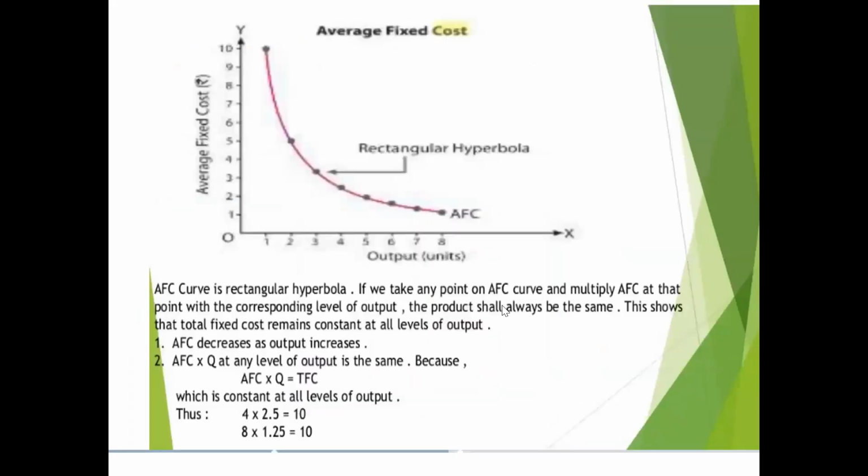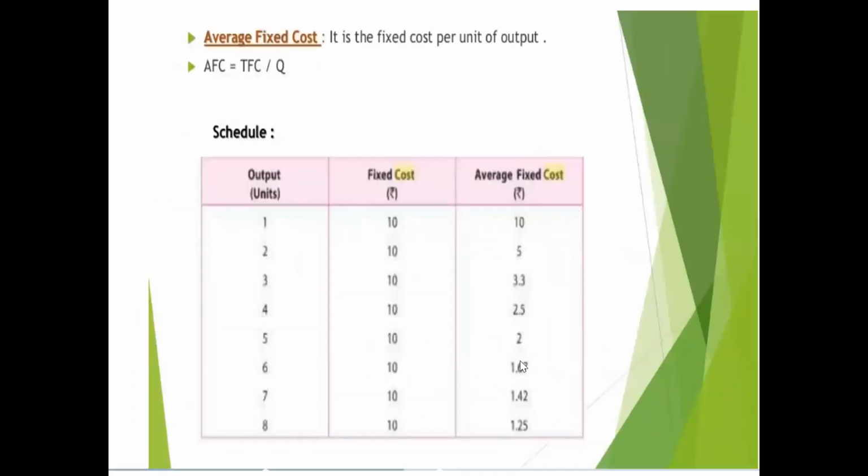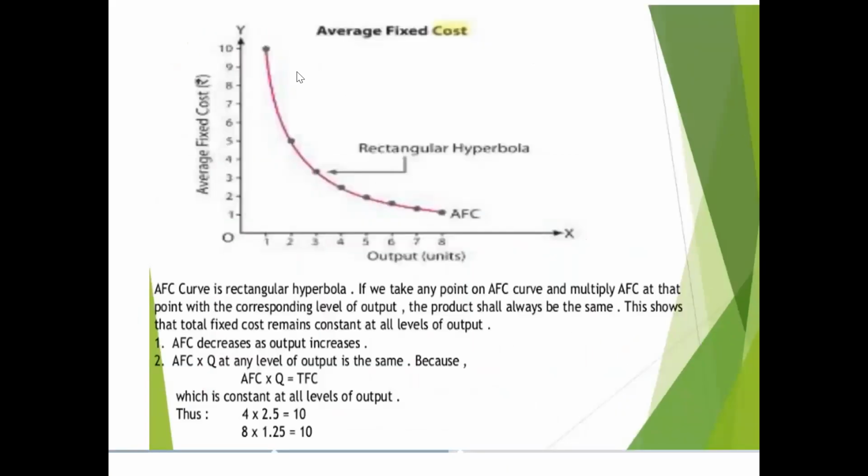Then after having those values, if we draw the curves along with that, you can see what happened to the average fixed cost. You can see that it gradually declines, right? Gradually declines. So if we draw the average fixed cost, what happens? It will gradually decline.